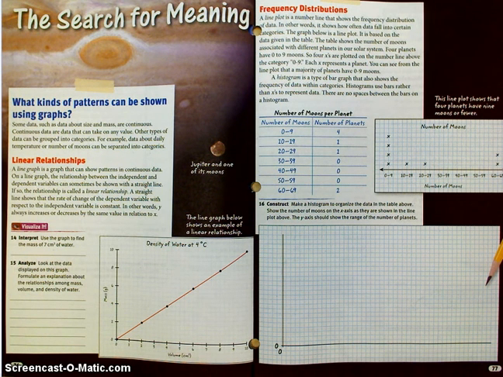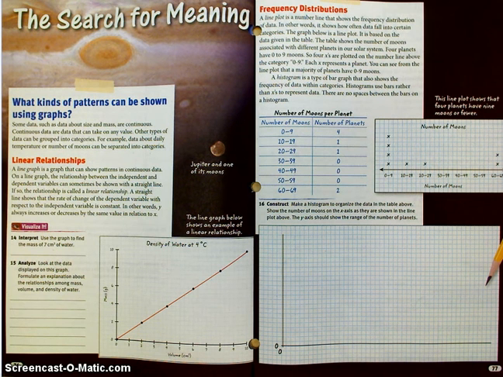All right, page 77, frequency distributions. A line plot is a number line that shows the frequency distribution of data. In other words, it shows how often data fall into a certain category. The graph below is a line plot. It's based on the data that's given in the table. The table shows the number of moons associated with different planets in our solar system.